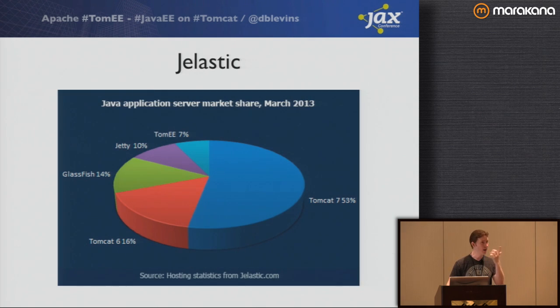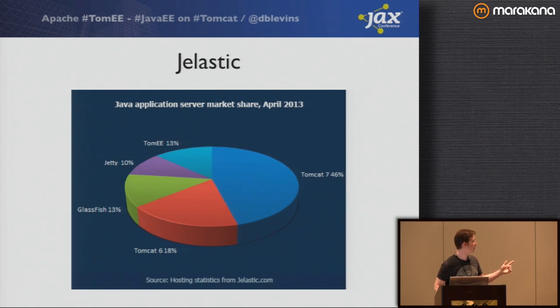And then we just got TomEE into Jelastic this last March. In our first month in Jelastic, we got 7% of their market share, which is really crazy. We didn't expect that. Nobody did. Jelastic didn't expect it. We didn't expect it. That was the first month that we were in Jelastic. The second month, we got 13% of the market share, tying with Glassfish, passing up Jetty. I was very astonished.